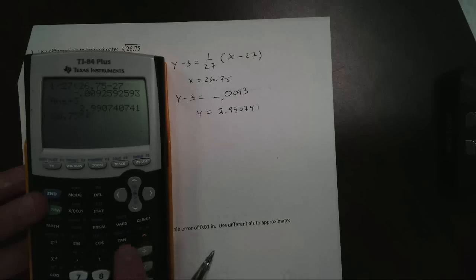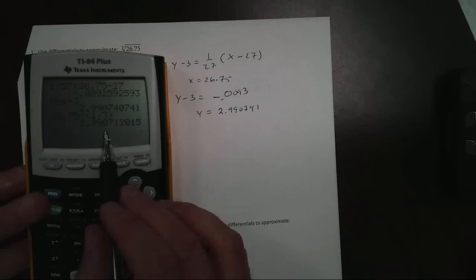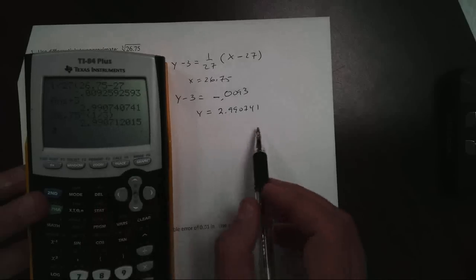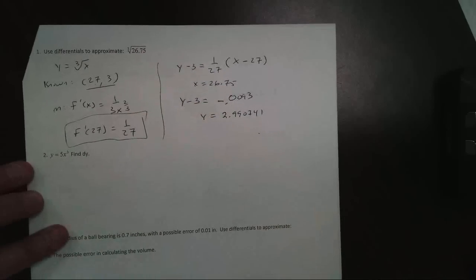26.75 to the 1/3. I get 9. Look at that. Look how accurate that is. 1, 2, 3, 4, up to 4 decimal places. That's how accurate our approximation is.